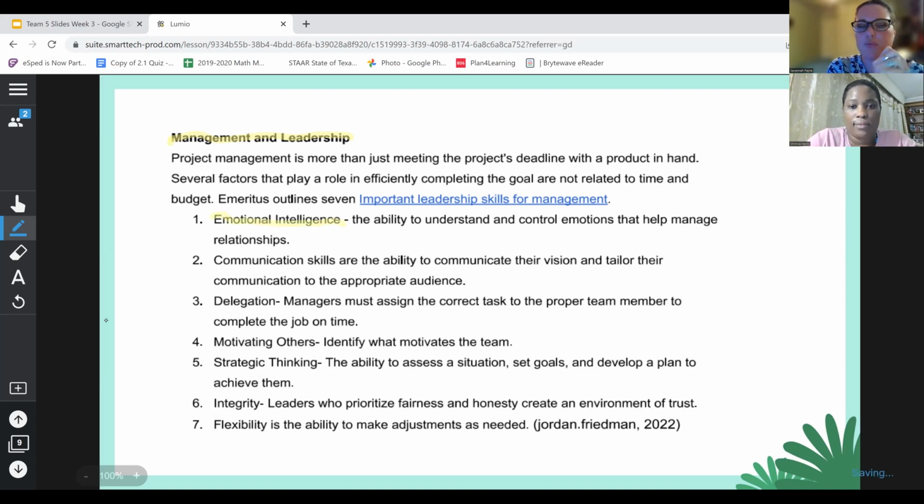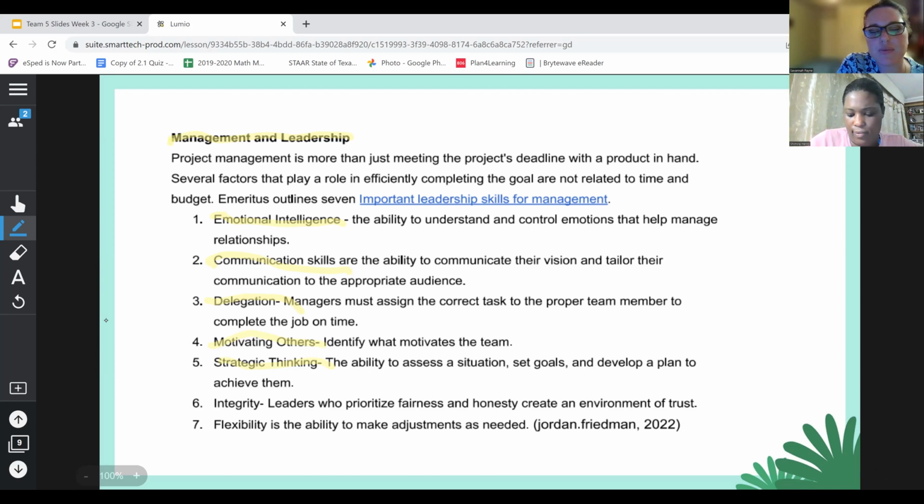A project manager has to have emotional intelligence, or the ability to understand their emotions and other people's emotions. They have to have communication skills. They have to be able to delegate. If you cannot properly delegate your task out to other people and not micromanage them, then you are not going to get your project done. You have to be able to motivate others. You have to be a strategic thinker. How are you going to get the project done in a timely manner? You have to have integrity.